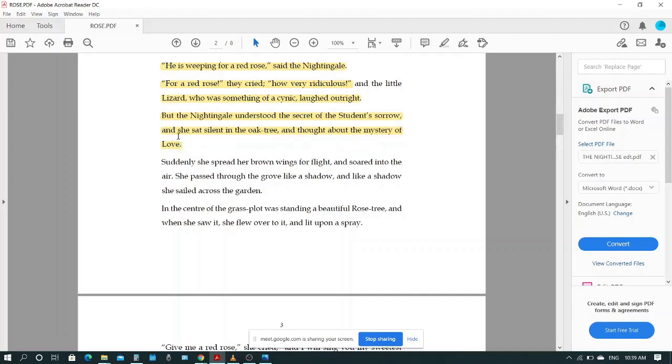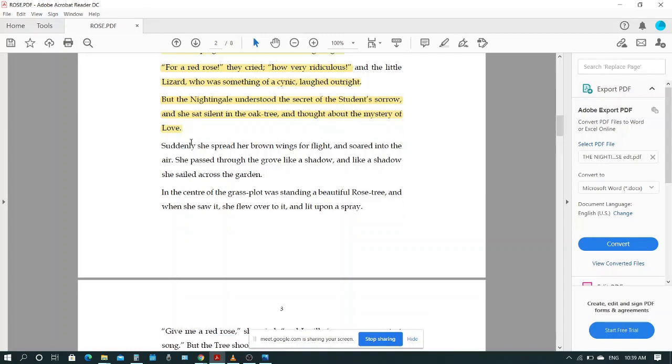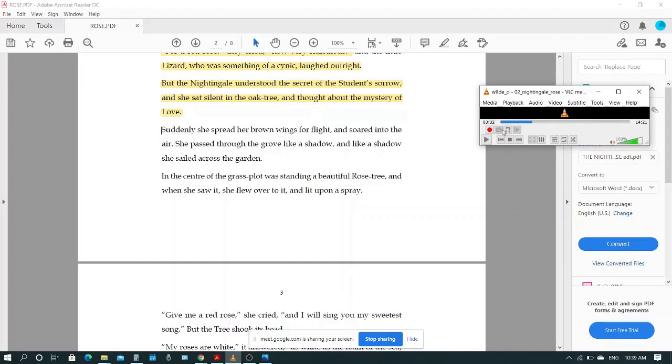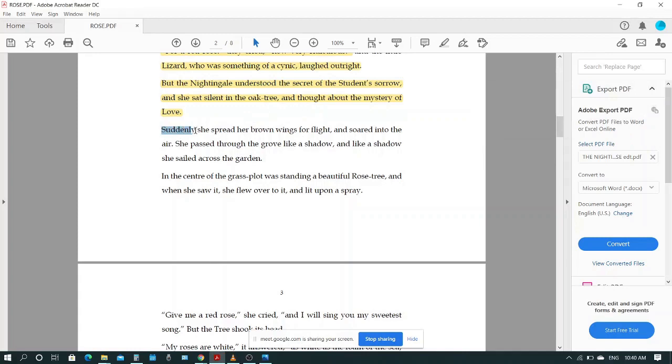And further she says, she sat silent in the oak tree, तिथे तिच्या नेस्टमध्ये ती सायलेंटली बसली, and thought about the mystery of love. And she was just thinking about why this boy is weeping and what is the mystery of love. And then she has got something. Okay, up to this point we have read. Now pay your attention to the actions that have taken place here. And she sat silent in the oak tree and thought about the mystery of love. Suddenly she spread her brown wings for flight and soared into the air. She passed through the grove like a shadow, and like a shadow she sailed across the garden.